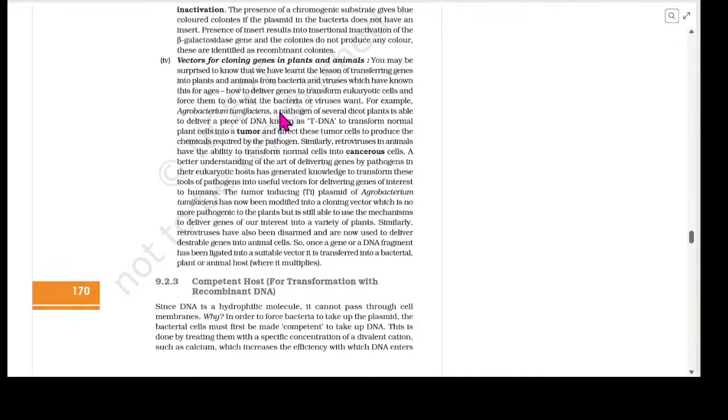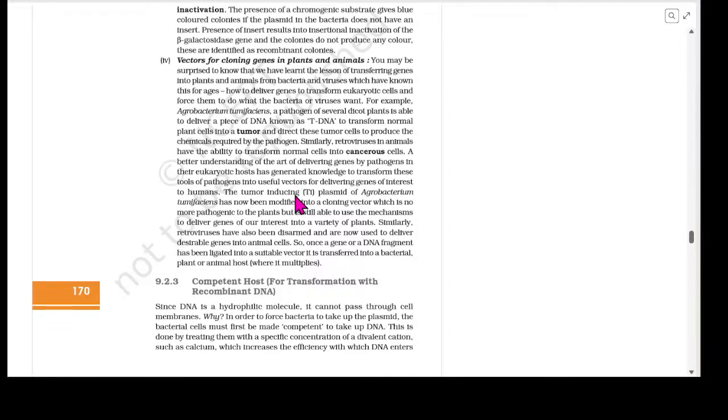For example, Agrobacterium tumefaciens, a pathogen of several dicot plants, is able to deliver a piece of DNA known as T-DNA to transform normal plant cells into tumor cells and direct these tumor cells to produce the chemicals required by the pathogen. Similarly, retroviruses in animals have the ability to transform normal cells into cancerous cells. A better understanding of the art of delivering genes by pathogens in their eukaryotic host has generated knowledge to transform these tools of pathogens into useful vectors for delivering genes of interest to humans.